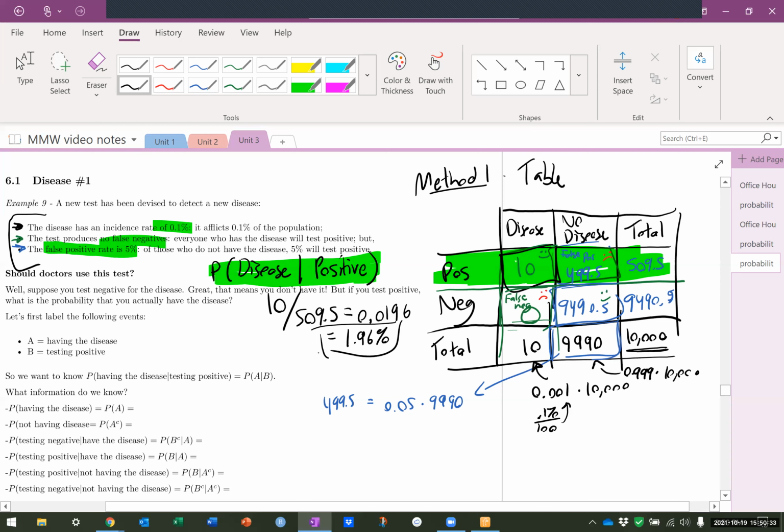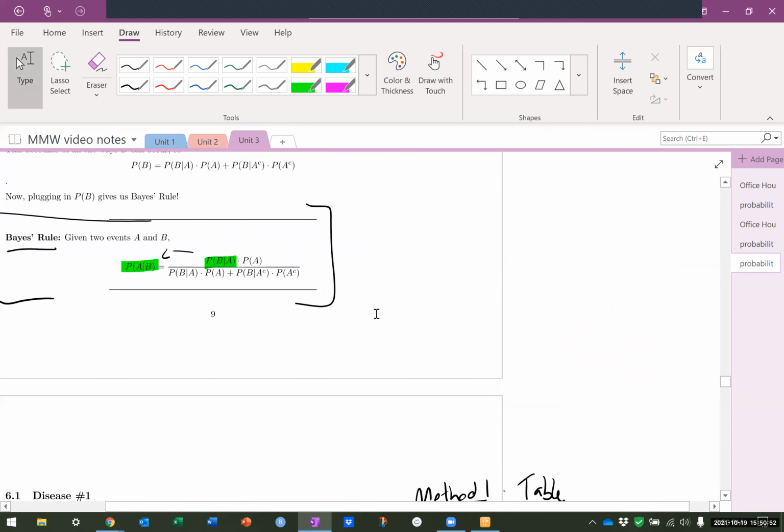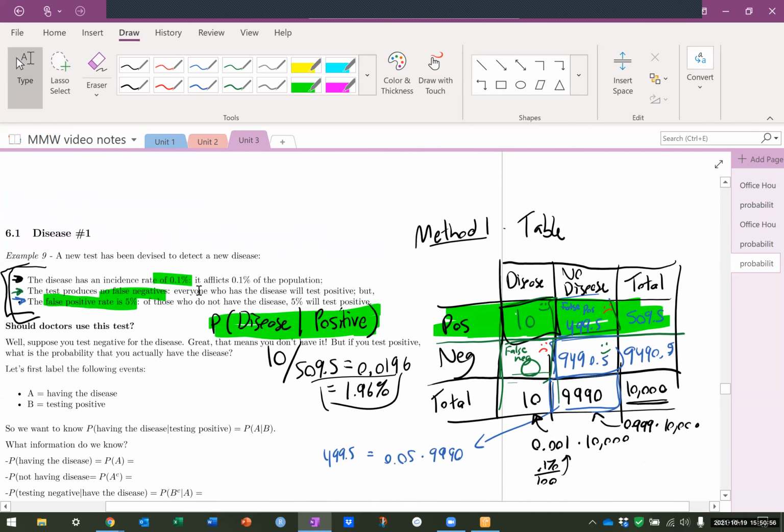So that's actually not a very good test. Even doctors take this information from this test and think, hey, this is a good test. But it tells you that if you test positive, there's still only a 2% chance that you have the disease. So whether you realize it or not, in solving this problem, we did use Bayes' method. We made all these calculations in an intuitive way. So if you like the table, go ahead and use that.